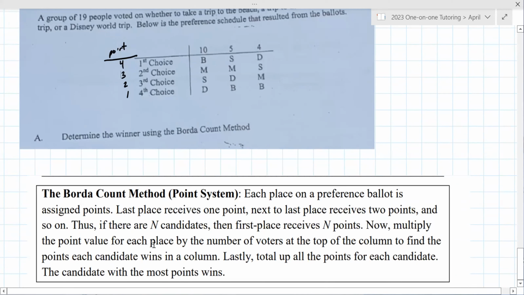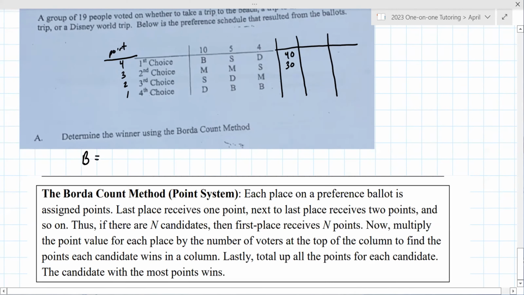Now multiply the point value for each place by the number of voters at the top of the column to find the points each candidate wins in a column. Lastly, total up all the points for each candidate. So you basically need another thing off to the side here. You take 4 times 10 for this one here, so that's 40. And then 3 times 10, that's 30. That's one way to do it, is to build out this table. That's option 1.